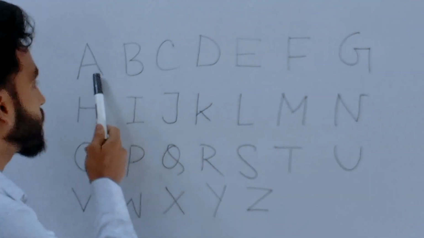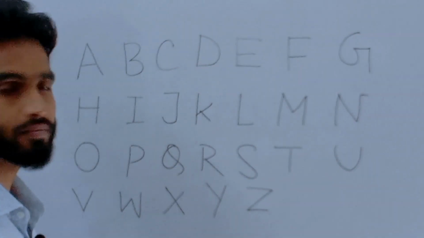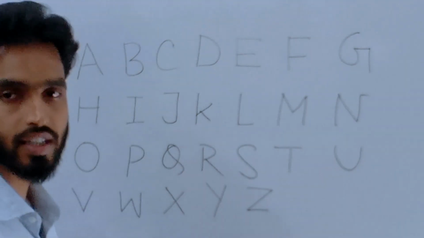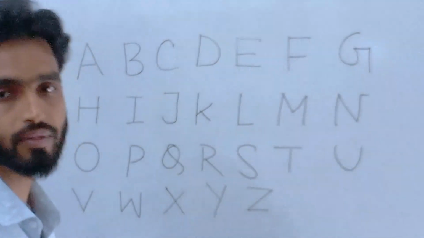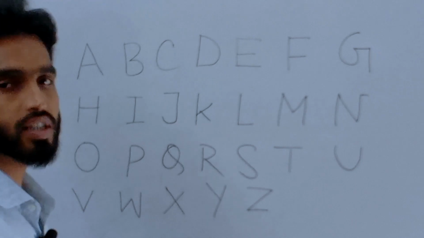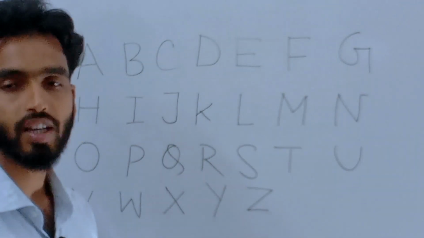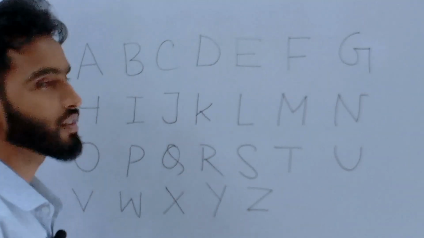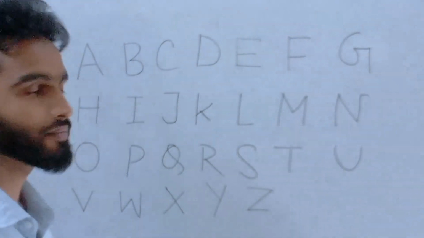First one is the vowel. Second is the consonant. Next one, C is the consonant. D is the consonant.